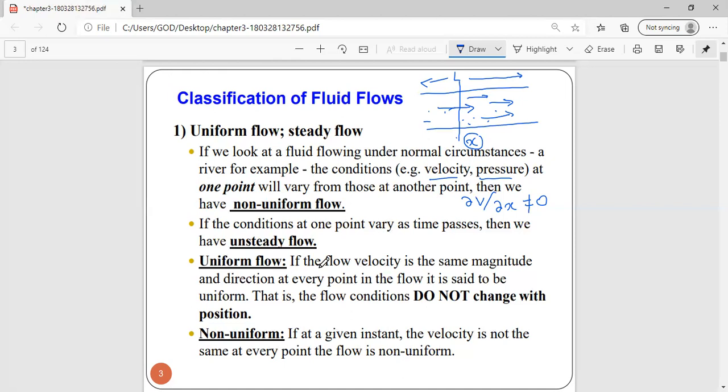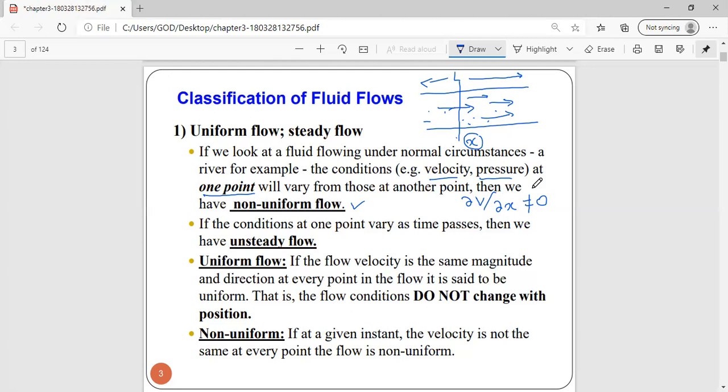The velocity, pressure, acceleration, these are all conditions with reference to one point. If X is not varying, then we call it a uniform flow. If these are varying about a point, then we call it non-uniform flow. That means if the change of velocity with reference to X is equal to 0, then we call it a uniform flow. If it is not equal to 0, then we call it non-uniform flow.